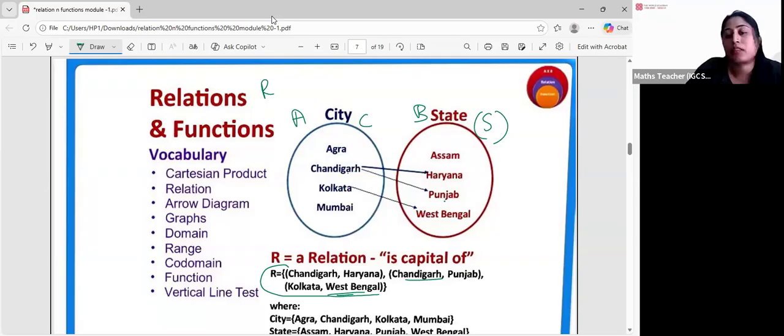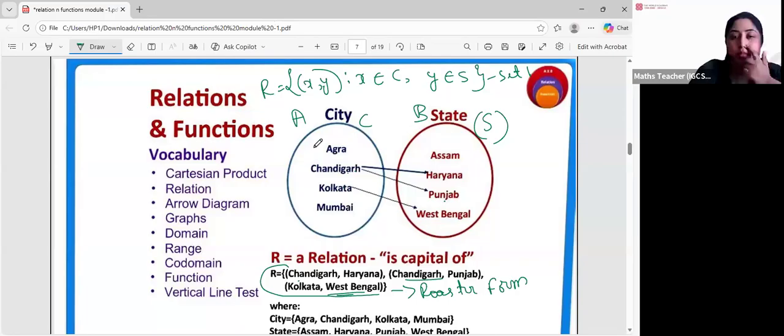A relation from set A to set B can be represented in three ways: set builder form, roster form, and arrow diagram. So this is in roster form, this is set builder form, and this is the arrow diagram. This is about the definition of a relation and how we represent a relation. In graphical method also we can represent it, but in this chapter we mainly learn these three methods: roster form, set builder form, and arrow diagram.